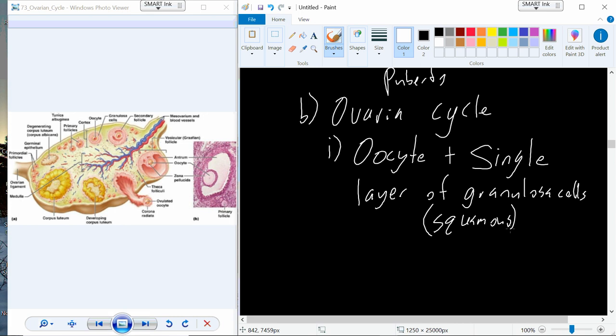Then puberty occurs, and we now begin to switch these cells out of G0 into an active progression of the cell cycle. The first step is to form this oocyte with a single layer of squamous cells surrounding it, and those squamous cells are specifically called granulosa cells. So this whole structure here is known as the primordial follicle. The primordial follicle.